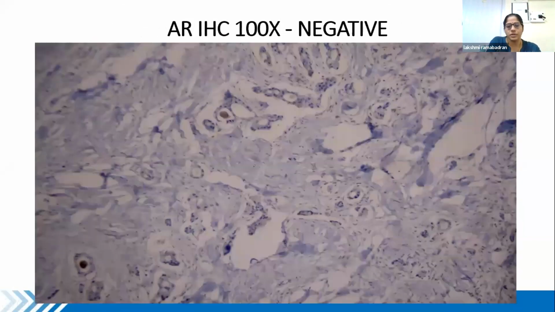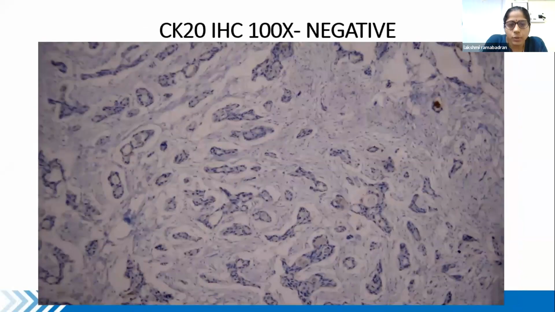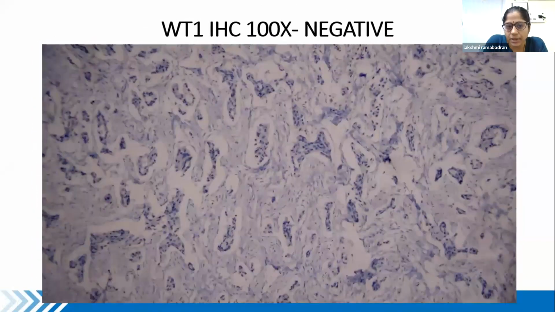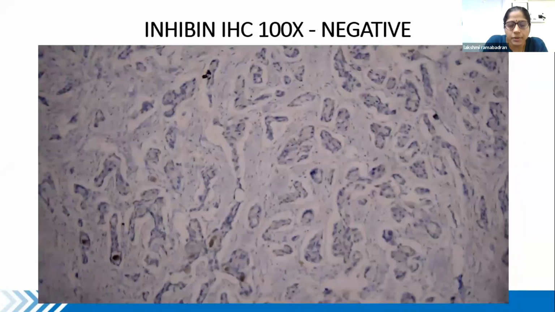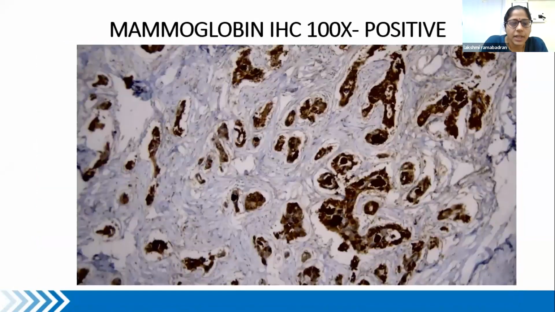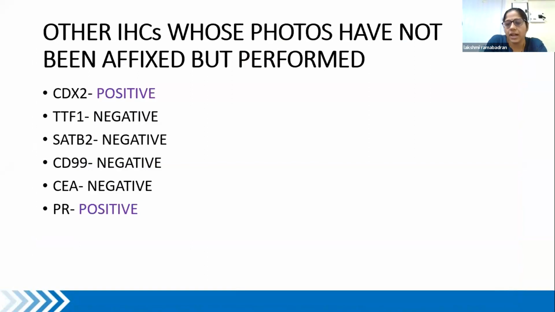ER came strong positive. AR was negative. CK20 was negative. PAX8 was negative. WT1 negative. GATA3 negative. Inhibin negative. Mammoglobin came positive. Even CDX2 and PR came positive. And TTF1, SATB2, CD19 and CA have come negative.